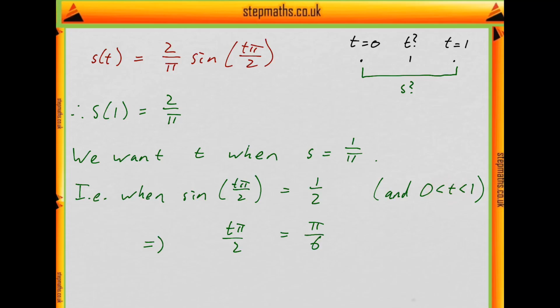And then if we want to solve this for t, we can just cancel the pi's, multiply both sides by 2, and we get t is 1/3. This is measured in hours, remember, which is what they asked for, so you could write 20 minutes, but in terms of hours it's 1/3.